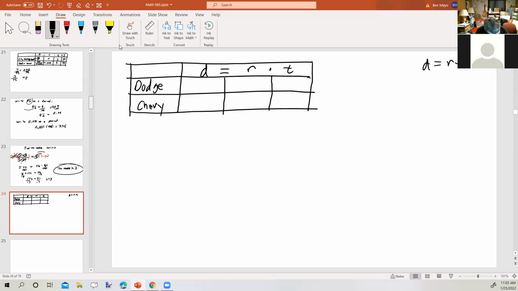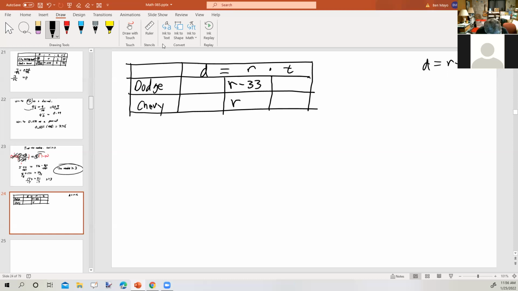The top speed of a Dodge Charger is 33 miles per hour less than the top speed of the Chevy. So the Dodge is slower than the Chevy. If the Chevy's speed is R, the Dodge's speed is 33 miles per hour less. So it'd be R minus 33. You okay with where I got that?